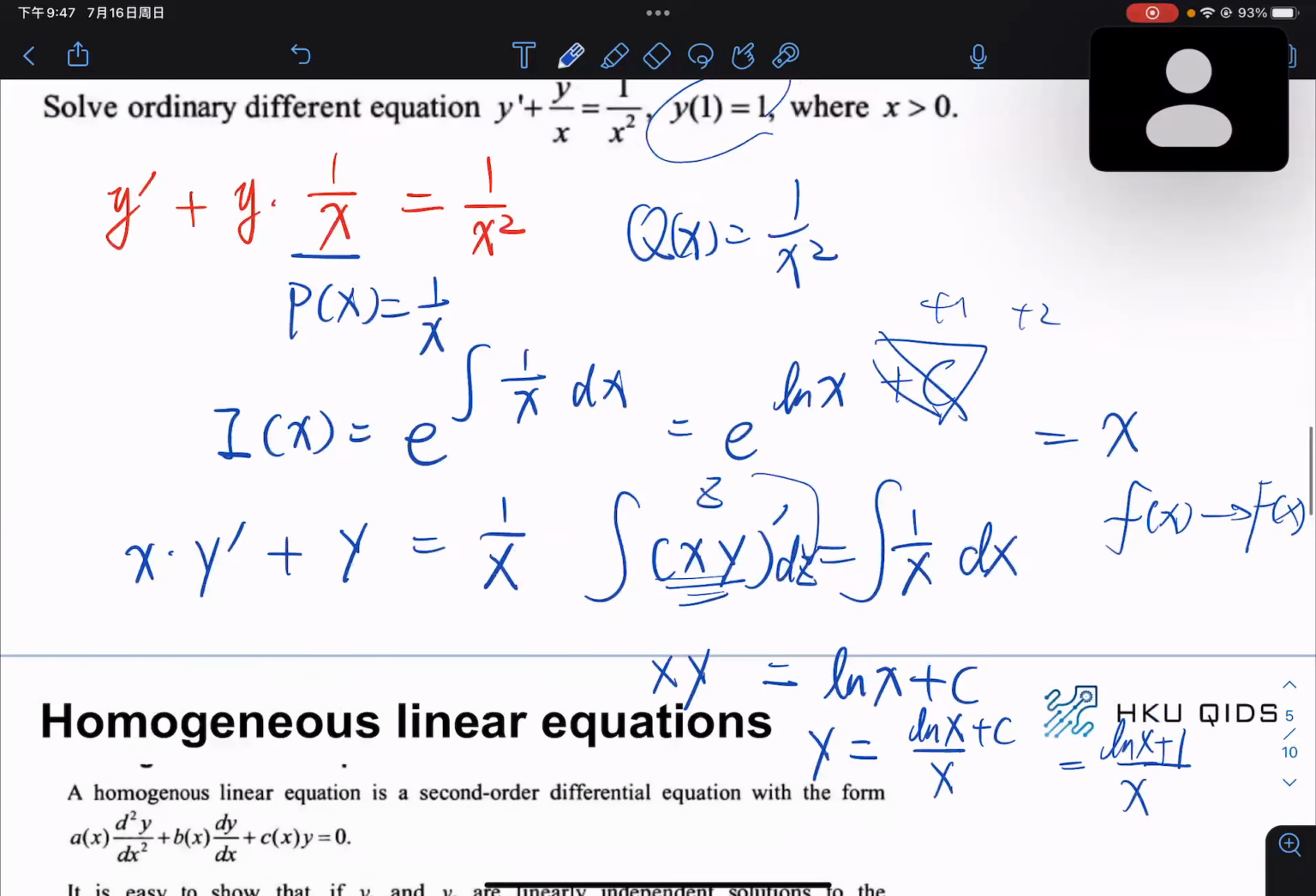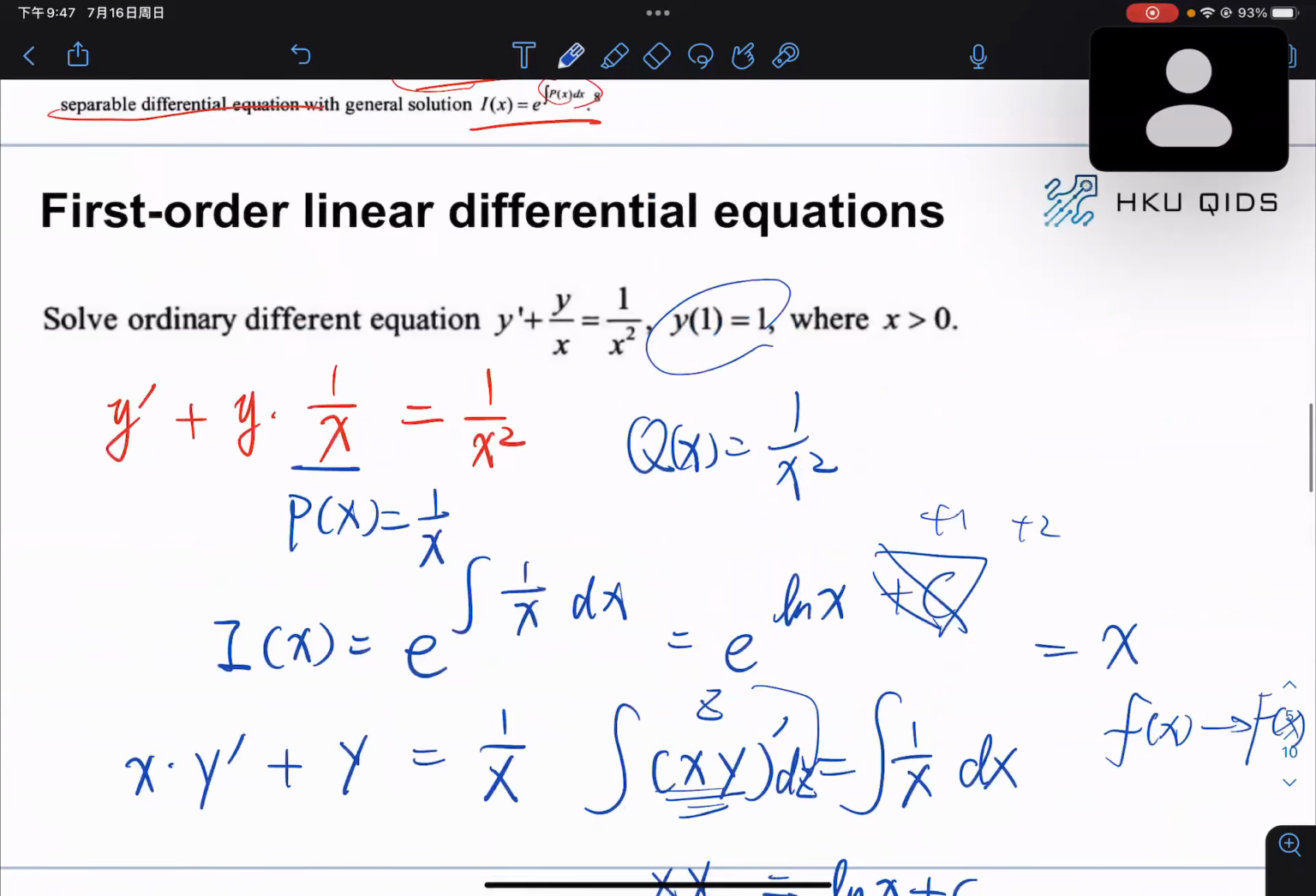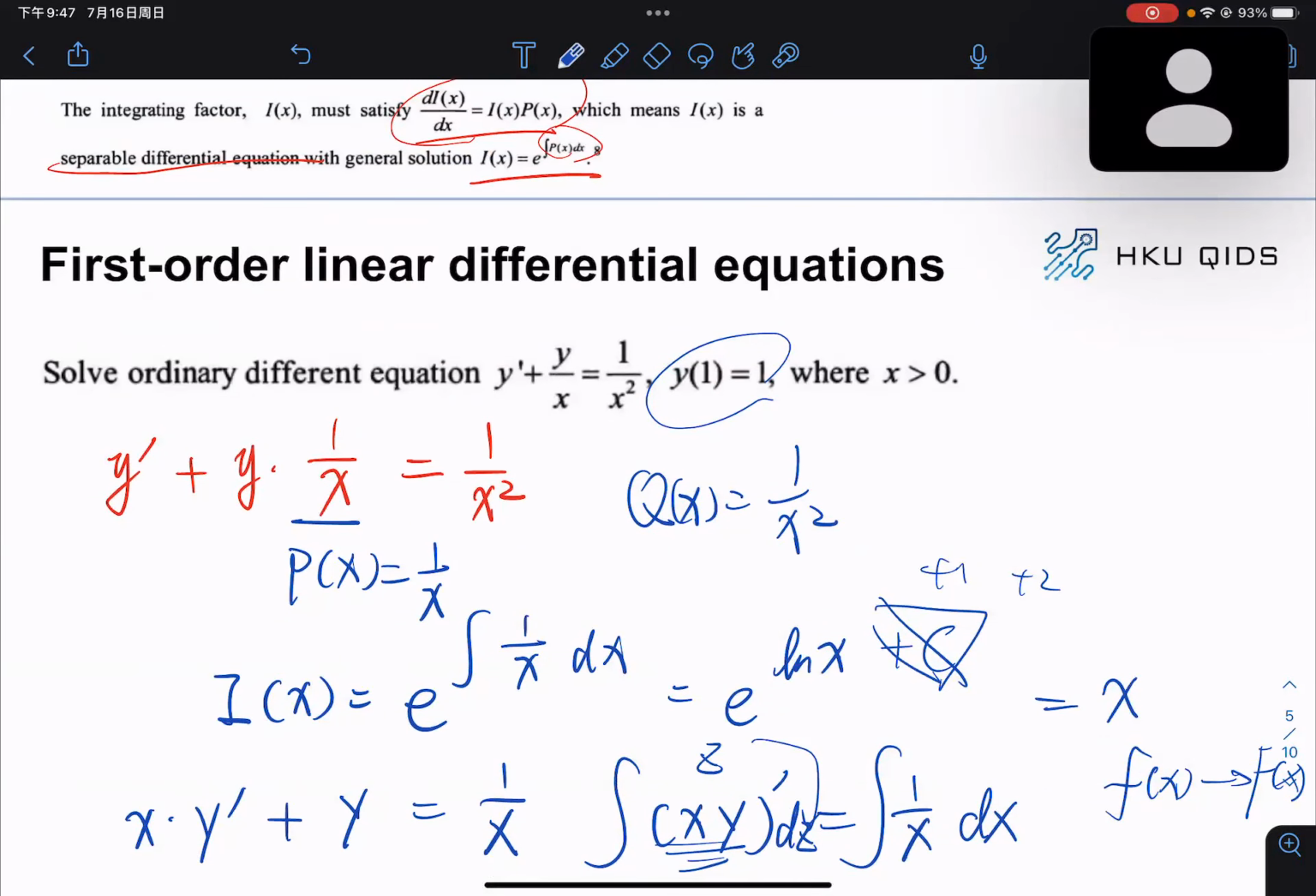And this is the first order linear differential equation. Still quite simple. You just need to remember to find the integrating factor, which can be easily found by the general formula.